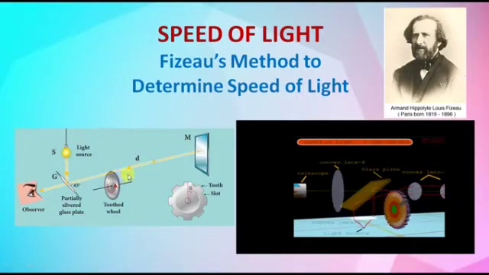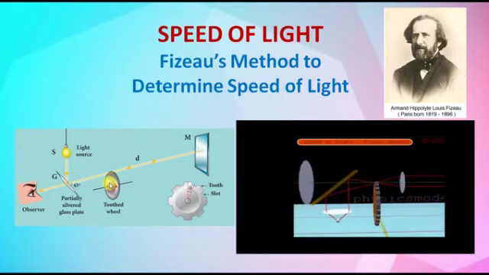Then the light is allowed to pass through the rotating wheel. It is a rotating toothed wheel with n teeth and n cuts of equal width, whose speed of rotation can be varied through external mechanisms. The light passing through one cut in the wheel gets reflected by a mirror M kept along a long distance D, about 8 km from the toothed wheel. If the toothed wheel is not rotated, the reflected light from the mirror would again pass through the same cut and reach the eyes of the observer through the partially silvered glass plate.